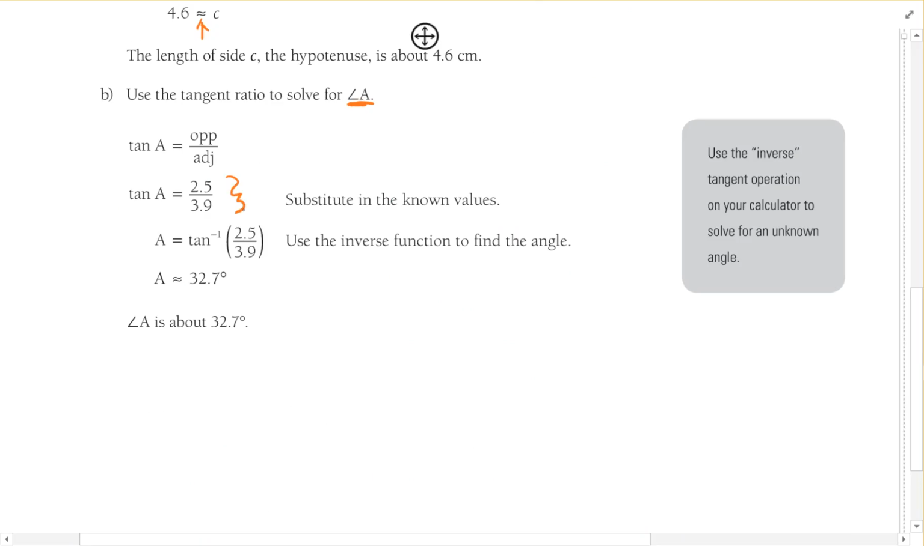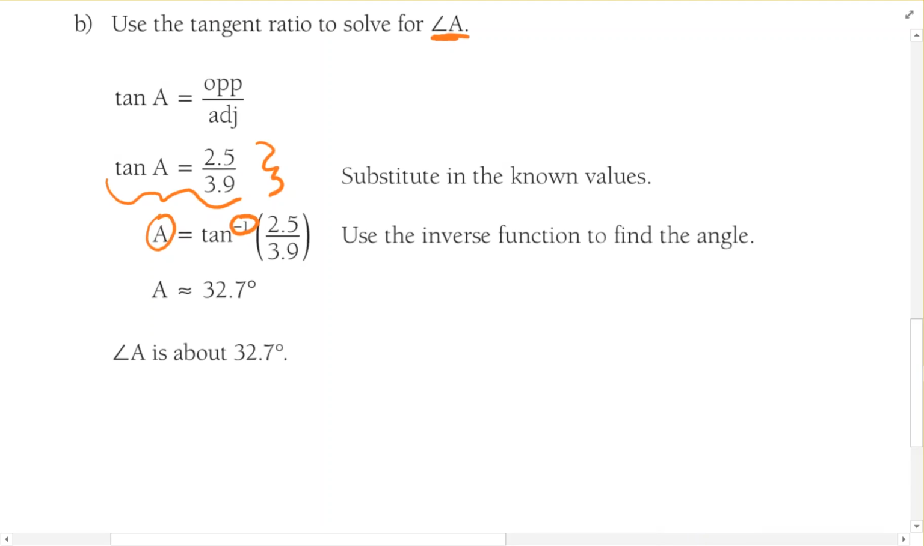That's step number one. Now, this part, it says, if I want to go from tan A is equal to 2.5 divided by 3.9, and I want to change that to what is A, like what's the actual A, what you need to do is something called the inverse of tangent operation. And that's what this little -1 up at the top means. It means that you're taking the inverse of tan, and that's going to give you what A is equal to.